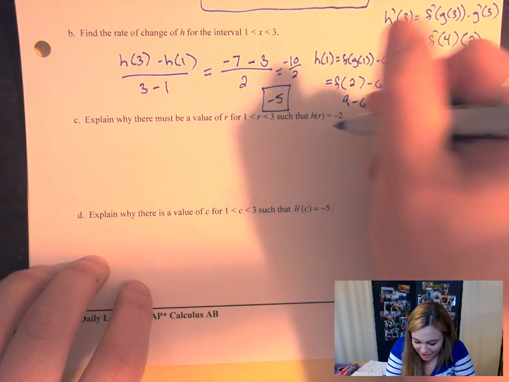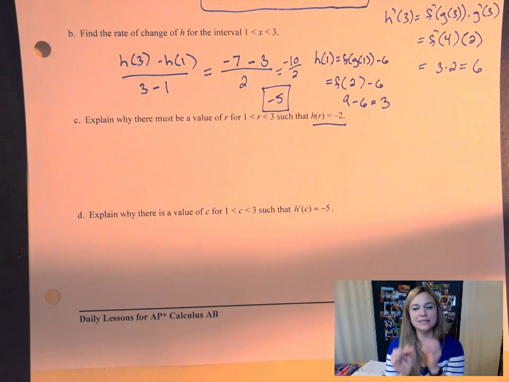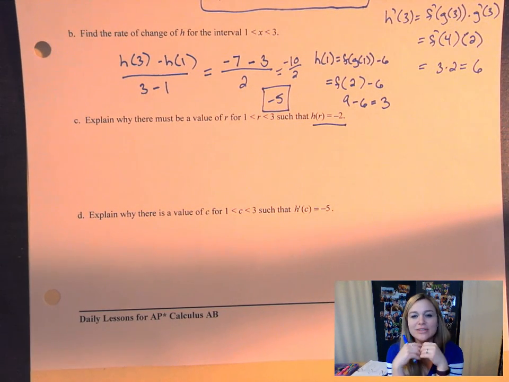So in this one, where h of r is equal to negative 2. Okay, let's think. This doesn't say anything about the derivative, so it's not going to be mean value theorem. The derivative is not equal to 0, so it's not going to be Rolle's. It's not about the highest or lowest point, the absolute max or absolute min, so it's not going to be the extreme value theorem. But there is one from a long time ago, intermediate value theorem. Let's see.